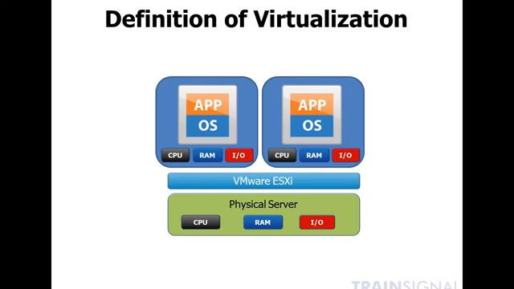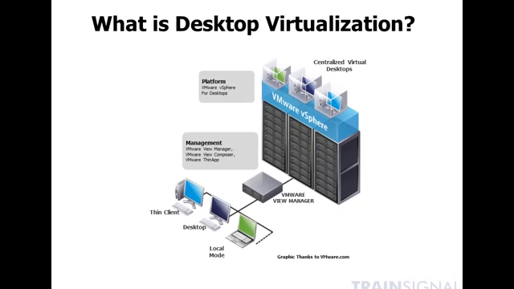So in this diagram here, you've just got two virtual machines, but the typical server could have 30, 40, even 60 virtual machines, depending on how powerful that physical server is. All right, so that's our definition of virtualization in general. And now let's move on and let's talk about desktop virtualization more specifically.